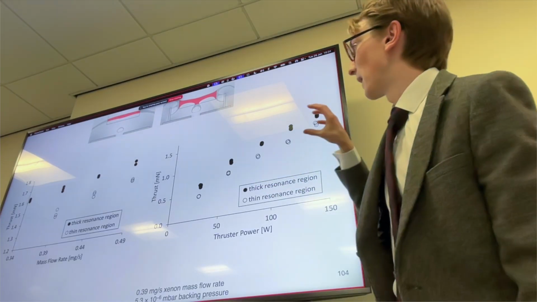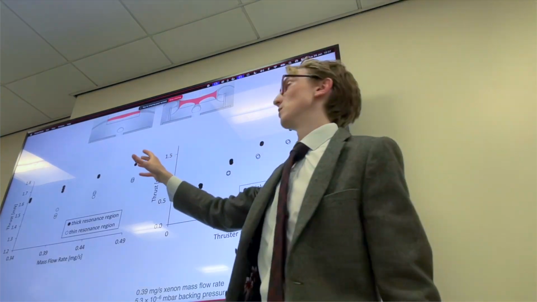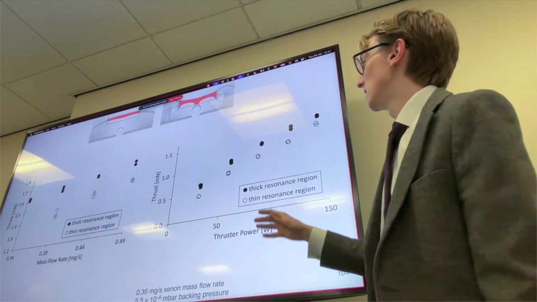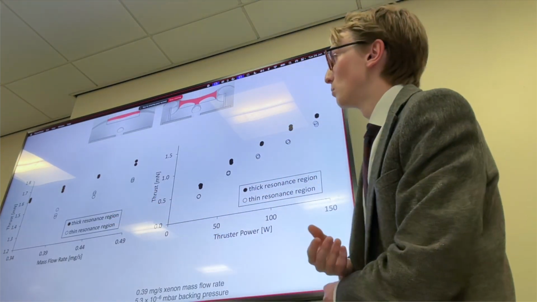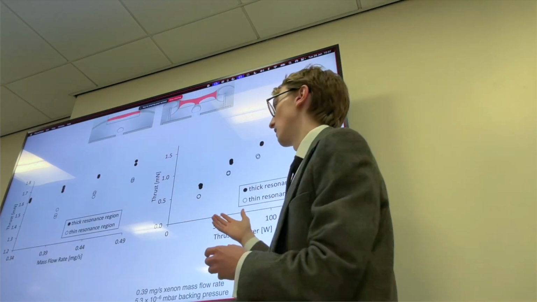Here the black dots are the thick resonance region and the white dots are the thin resonance region. So you can see for all different mass flow rates and thruster powers tested, the thicker resonance region produces higher thruster performance than the thinner resonance region.